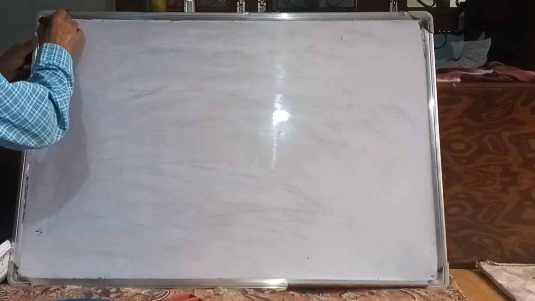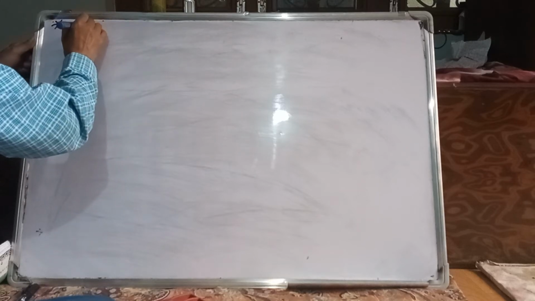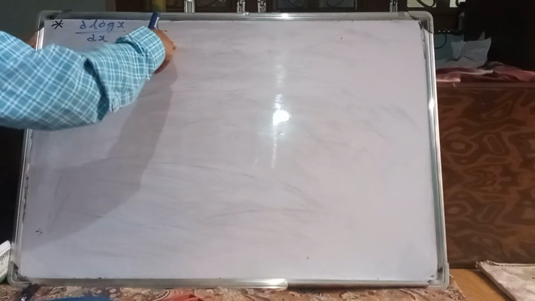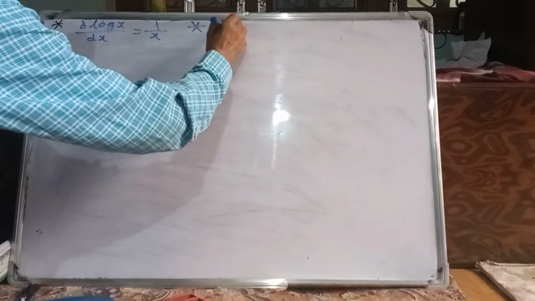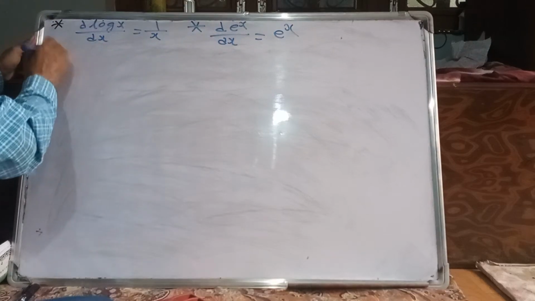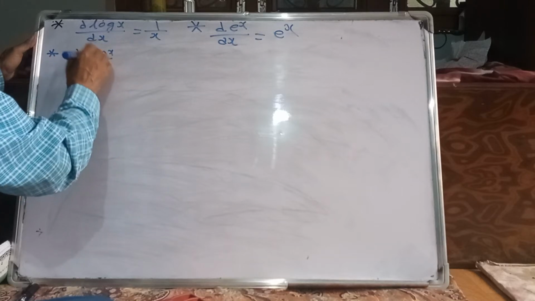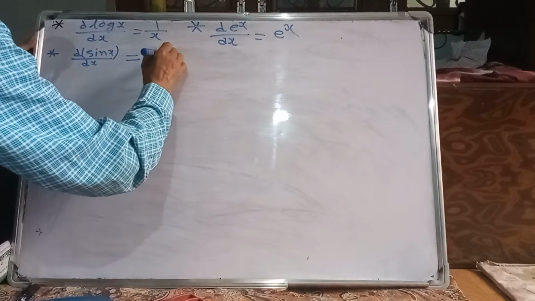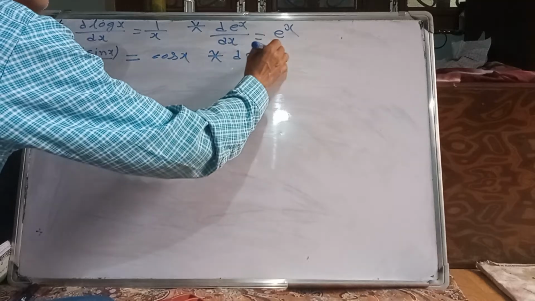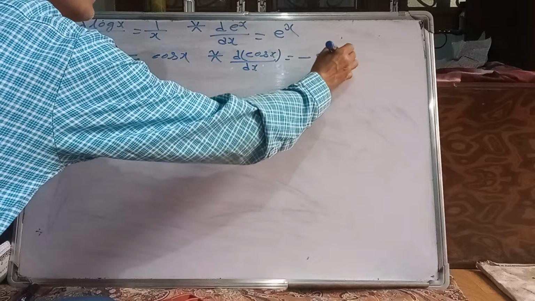Learn some formulae. For example, d log x by dx. This is 1 by x, which I will prove later on. Another, d e to the power x by dx is equal to e to the power x. Trigonometry. Differential coefficient of sin x by dx is equal to cos x. Sin becomes cos. Another, differential coefficient of cos x with respect to x is equal to minus sin x.